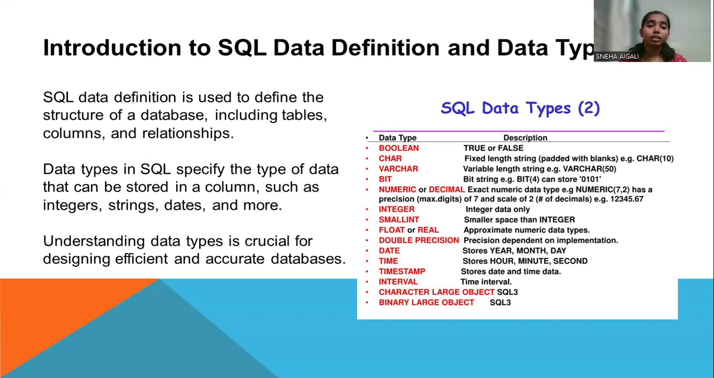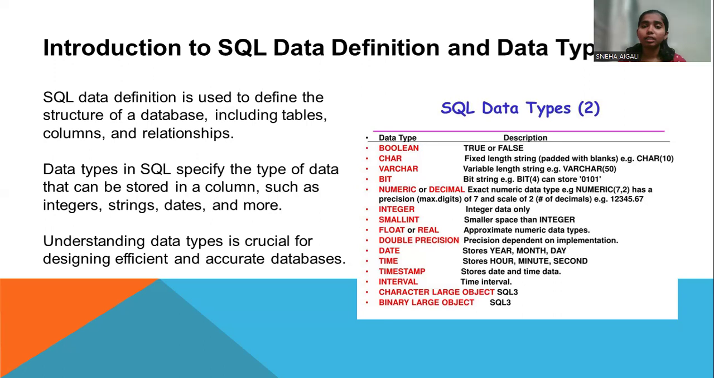Then next up, we have the data types in SQL. What all data types are present in SQL? Data types in SQL are the ones which specify the type of data that can be stored in the columns, as we have mentioned in the data definition language, which includes rows, columns, and relationships. So those rows and columns have some data types which can be stored in columns, such as integers, strings, dates, and more. Understanding data types is crucial for designing efficient and accurate databases.